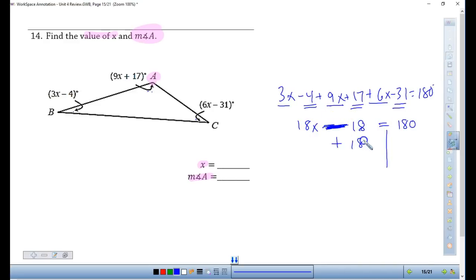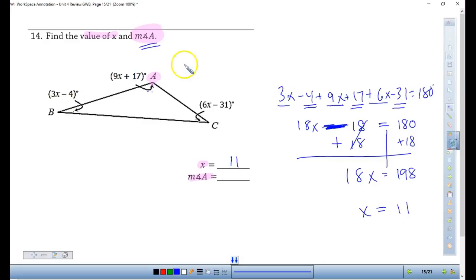So now we're going to add 18 to both sides. 18x equals 198. So if you divide that, you're going to get 11. Double check it yourself. Hopefully you already did. But do 198 divided by 18. You should get x equals 11. So then it wants angle A, and so you're going to plug it in. So 9 times 11 plus 17. So 99 plus 17 will give you 116 degrees.